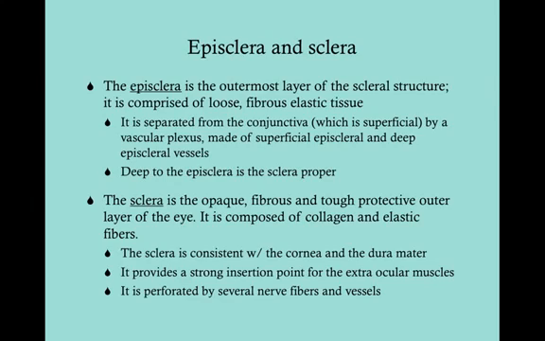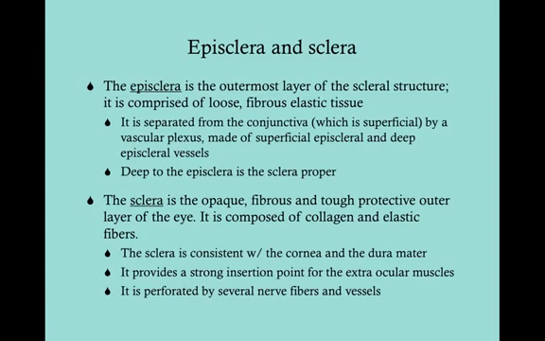The conjunctiva and the episclera are separated by a vascular plexus made up of superficial and deep episcleral vessels. So if you go look at yourself in the mirror and you look for little tiny vessels in your eye, you'll see them, and what those little vessels are in between is the conjunctiva on the outside and the episclera deep on the inside. Okay? Deep to the episclera is the sclera proper, so what we technically call the sclera.